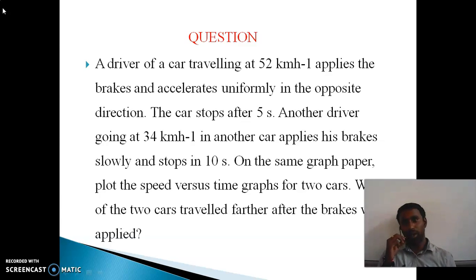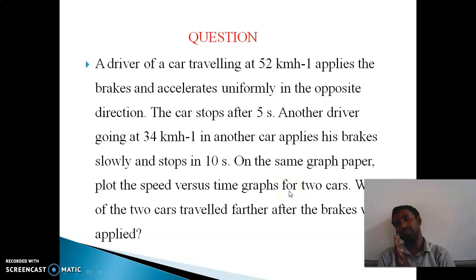A driver of a car traveling at 52 km per hour applies the brakes and accelerates uniformly in the opposite direction. The car stops in 5 seconds. Another driver going at 34 km per hour in another car applies his brakes slowly and stops in 10 seconds. On the same graph paper, plot the speed versus time graph for the two cars.